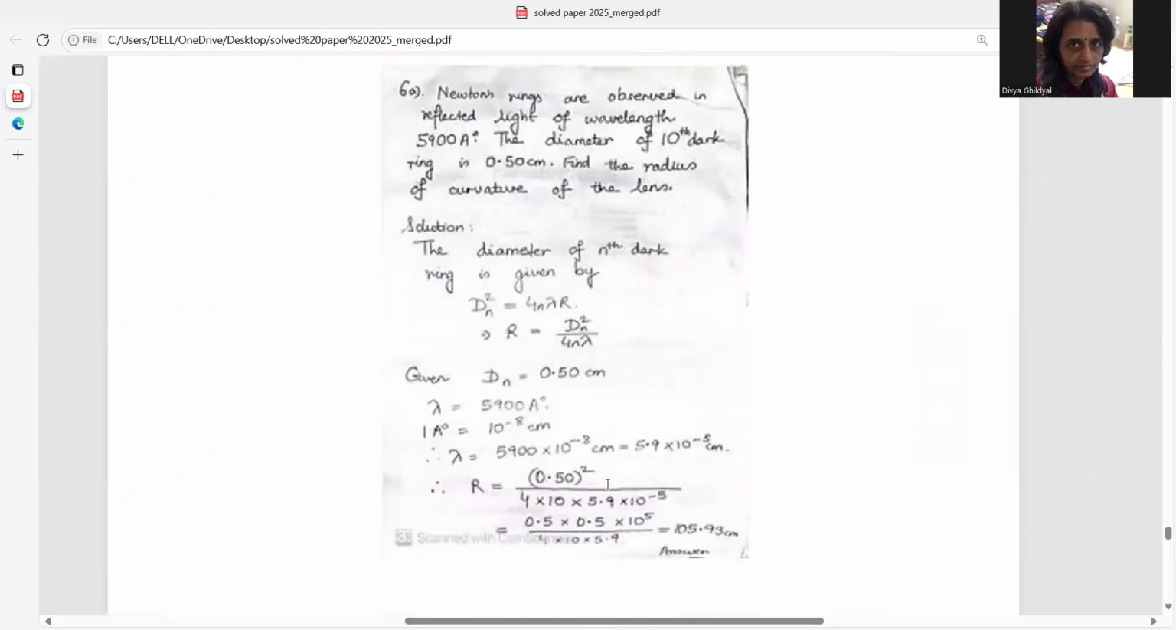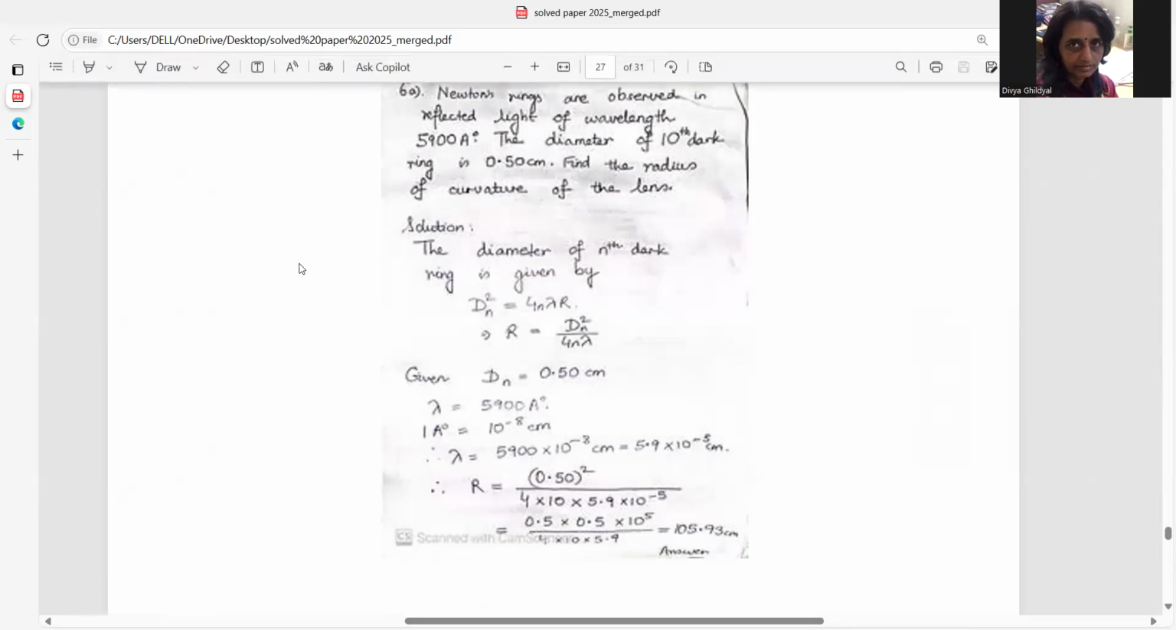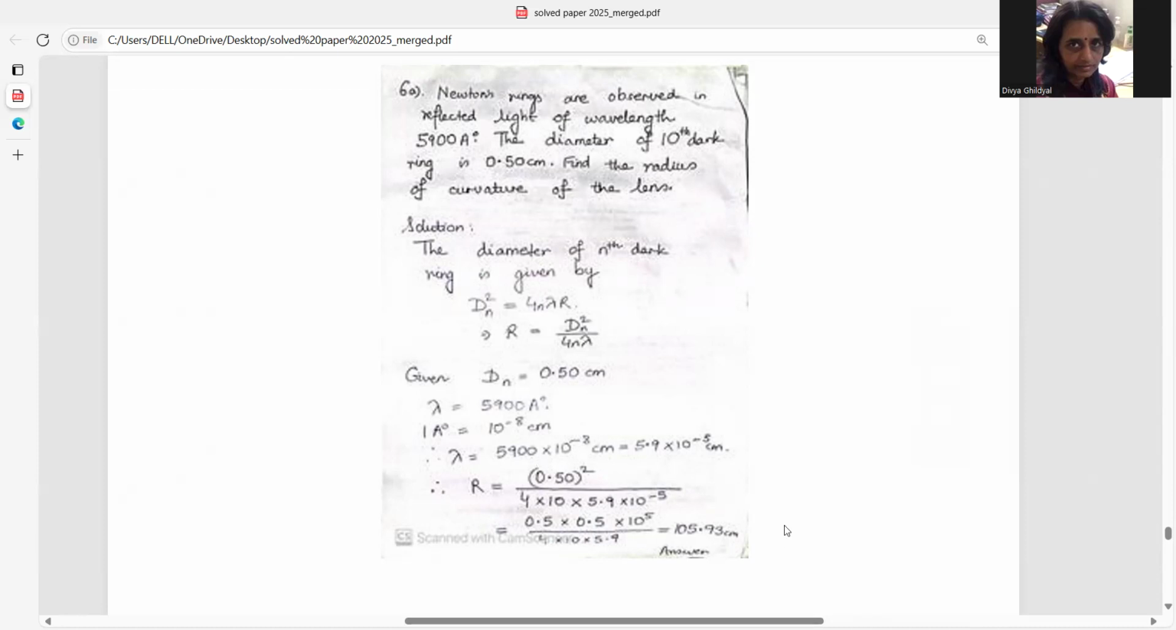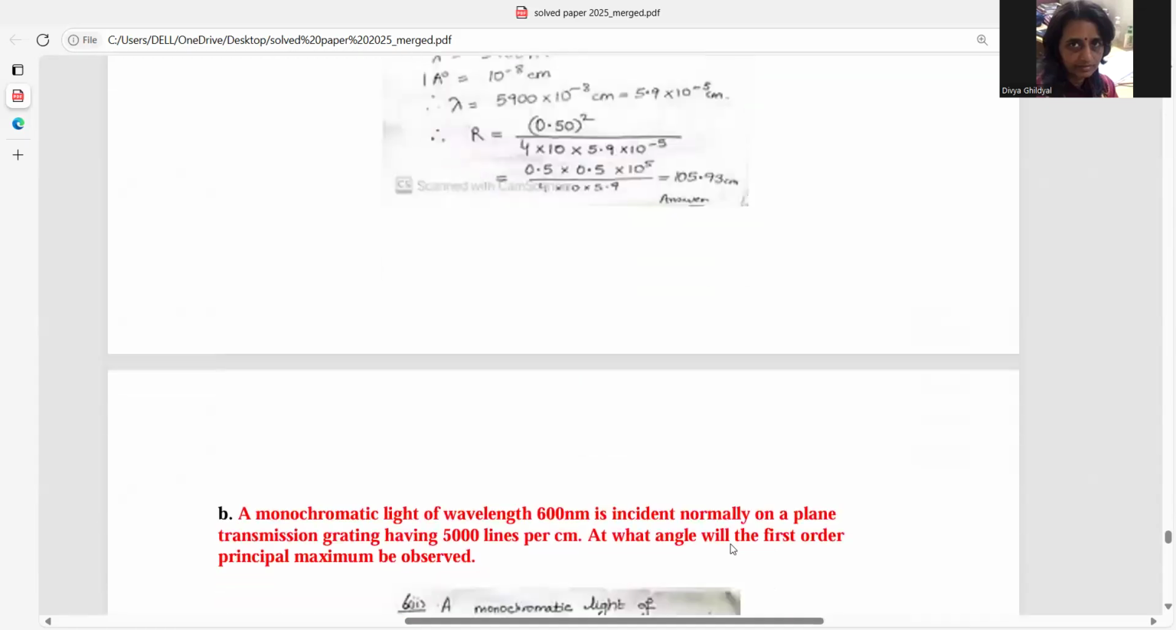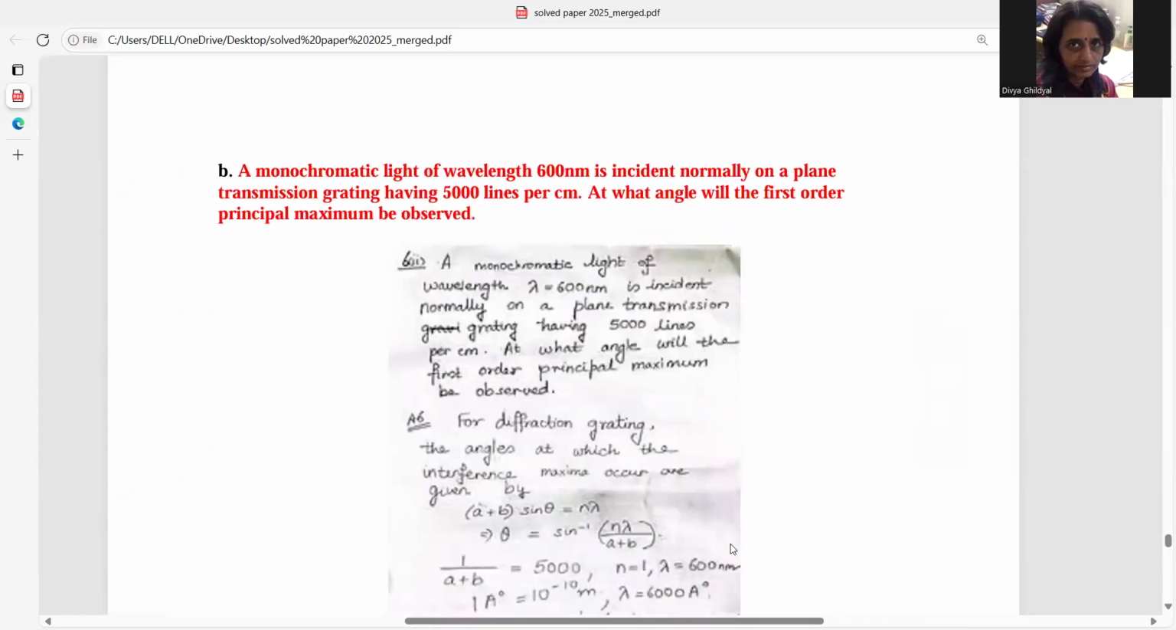This numerical is also very easy. Newton's rings are observed in reflected light of wavelength 5590 angstrom. The diameter of the 10th ring is 0.5 centimeter. Find the radius of curvature of the lens. I have kept it in centimeters only. Dn square is equal to 4n lambda R, so R is Dn square upon 4n lambda. I put the given values and I am getting the answer 105.93 centimeters.